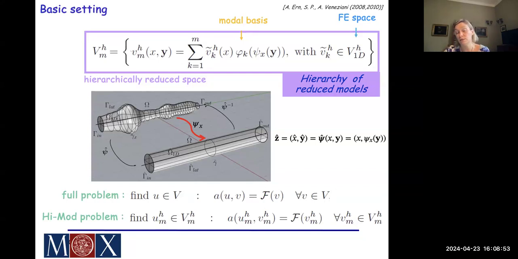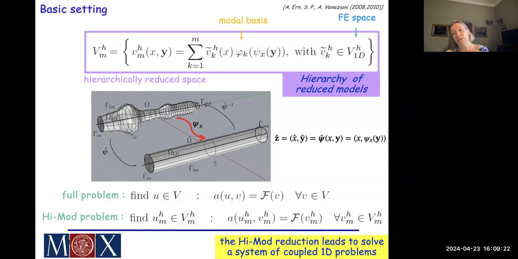The idea is the one typical of a Galerkin approximation, where essentially you work in a smaller space, and your smaller space is represented by the hi-mod space. And if you exploit in this formulation the modal representation for your hi-mod solution u_m^H, and you adopt a similar representation for the hi-mod test function v_m^H, what you get at the end of the day is the possibility to rewrite your full problem into a system of coupled 1D problems.